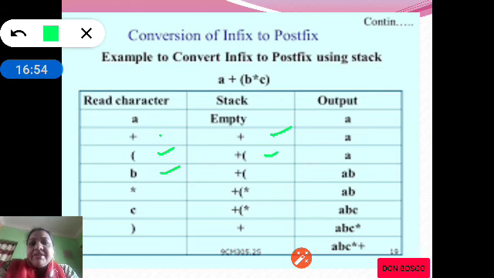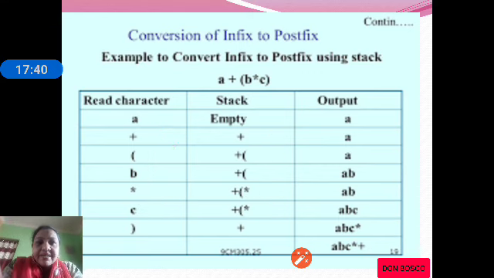The next scanned symbol is closing parenthesis. If the scanned symbol is a closing parenthesis, pop all the elements until you get the left parenthesis and put them onto the output. When we pop, we will get into, then we will get plus. So we need to remove the brackets. A postfix string cannot have a bracket. So this is how we can convert.